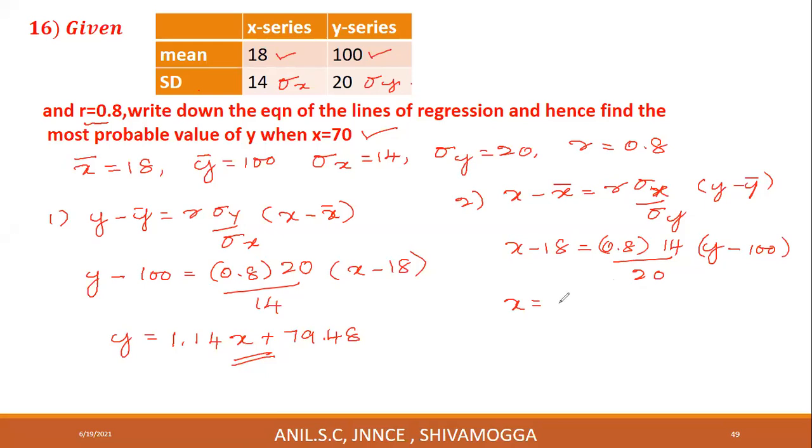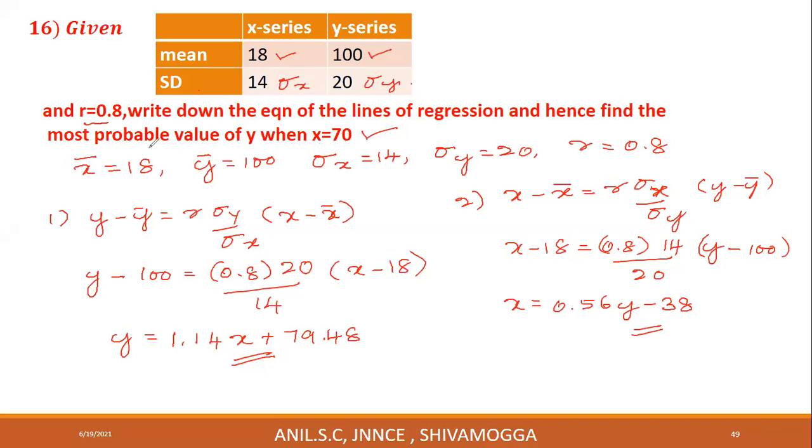0.56y minus 38. These are the two required regression lines.